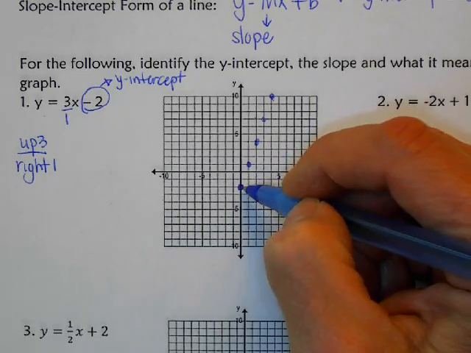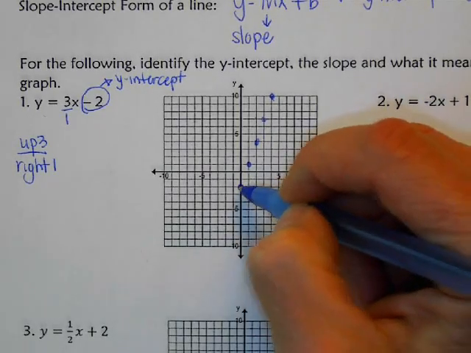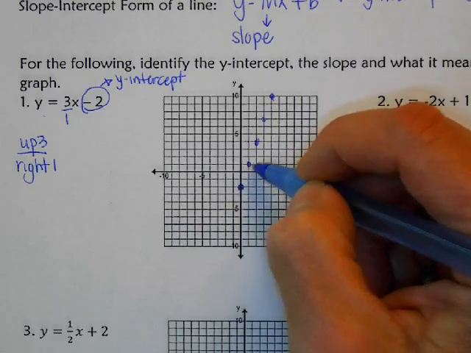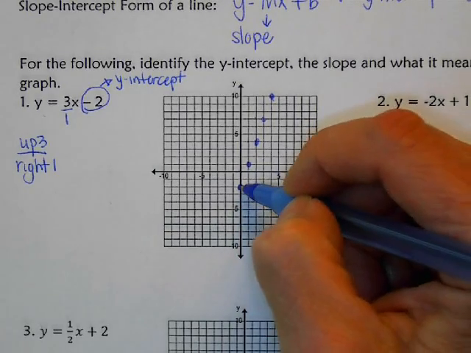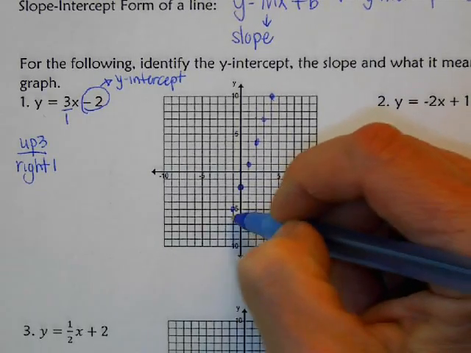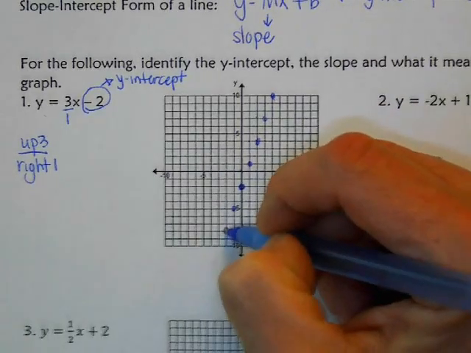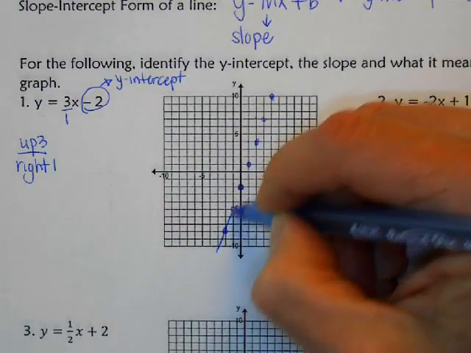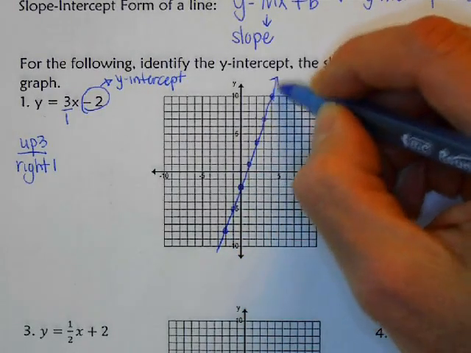Now, if I want to go backwards, I'm going to go back to my starting point. Instead of going up and to the right, I'm going to go down and to the left. So down 3, 1, 2, 3, to the right 1. 1, 2, 3, 1. And that's about what I've got room for. And then I connect these together.